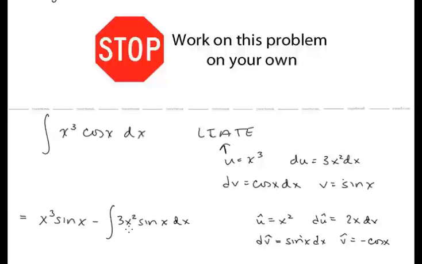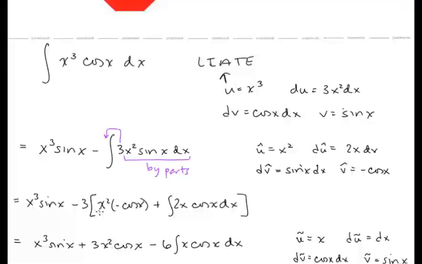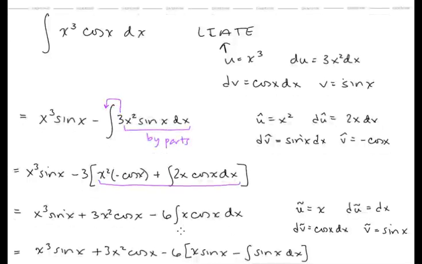And we recognize here that we have another by parts. We'll take this 3 out and we'll set up another by parts. Again, we have an algebraic function, so u hat is going to be x squared and dv hat is sine x dx. And so du hat is 2x dx and v hat is negative cosine x, and the results of that integration by parts go here. And so here we have our u times v minus integral v du. And we simplify a little bit by distributing our negative 3 here. And we realize once again we have another by parts.